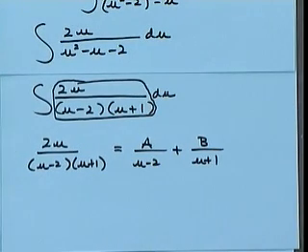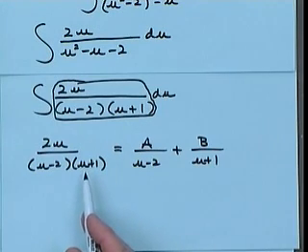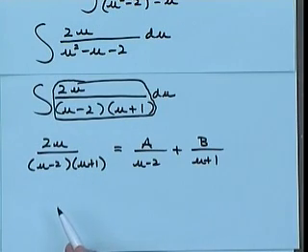And what would be the procedure from here? Get a common denominator, which is going to be the product of those two linear terms. After you get a common denominator, equate the numerators, right? Solve for A and B.